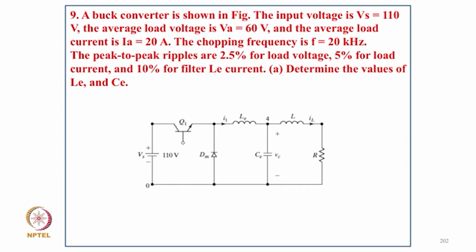Coming to problem number 9: a buck converter is shown here in the figure. The input voltage VS is 110, the average load voltage is 60 volt, the average load current is 20 ampere, chopping frequency 20 kilohertz, the peak to peak ripple voltage is 2.5% of load voltage, 5% for load current, 10% for filter inductor current, and determine the value of L and C.